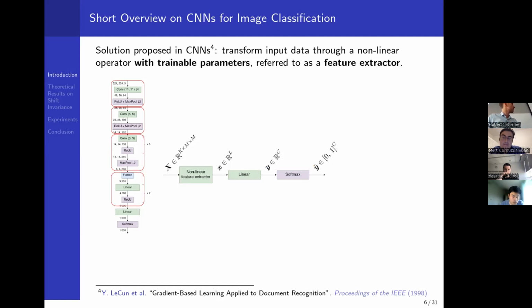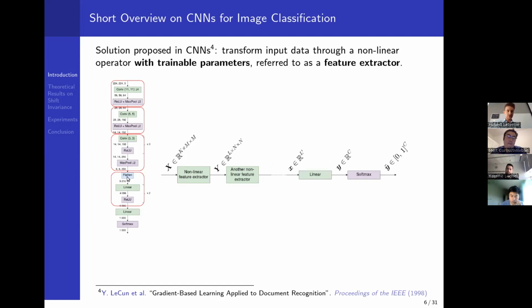In this drawing, the input images are represented by capital X, and the feature vectors are displayed as lowercase x. This transform can be split into a succession of operators, as shown here, with decreasing feature map size and increasing depth. We refer to these operators as feature extractors.